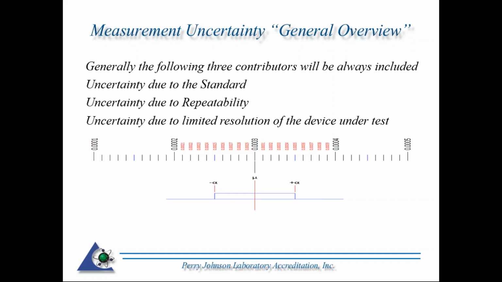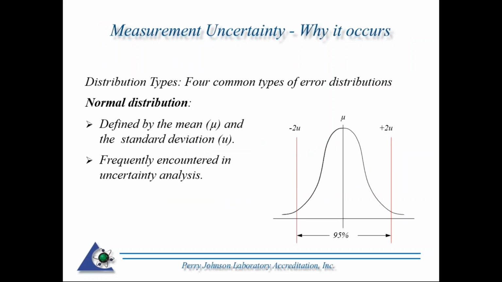All right, going to talk about distribution and distribution types, and this is something that when we quantify our uncertainties, we have to figure out what type of distribution they're going to entail. So typically, like we stated before, with repeatability, it's typically based on a normal distribution where we have 95% of our values fall between minus two and plus two sigma of the actual mean. So that is defined by the mean and the standard deviation. So this is frequently encountered in uncertainty analysis.